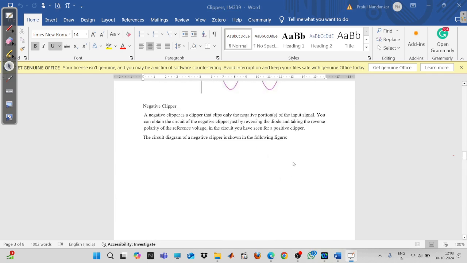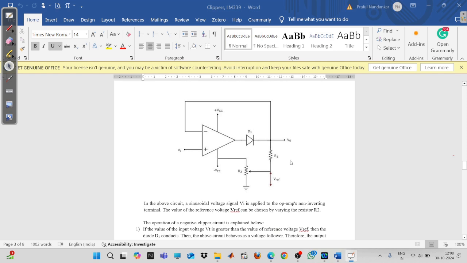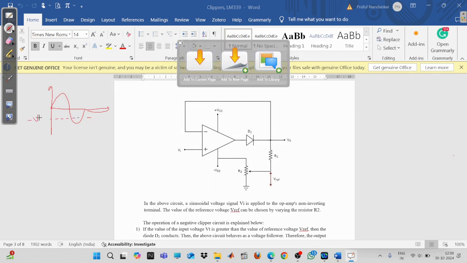Now similarly for the negative clipper. What is the difference? The difference is only that the V reference is now taken from the negative supply voltage. Initially it was taken from the positive supply voltage. So now you are going to have the negative value. This is the input voltage. The input voltage is again taken as the sine waveform, and the minus V reference is plotted in the negative half.